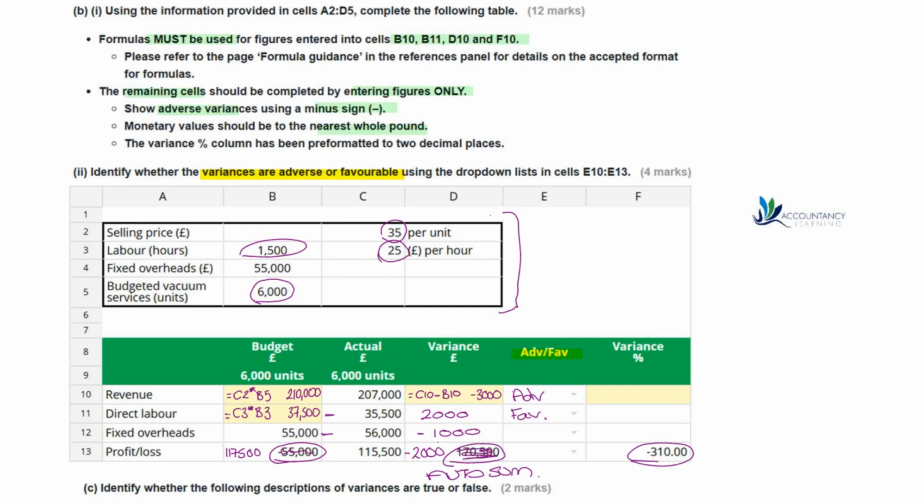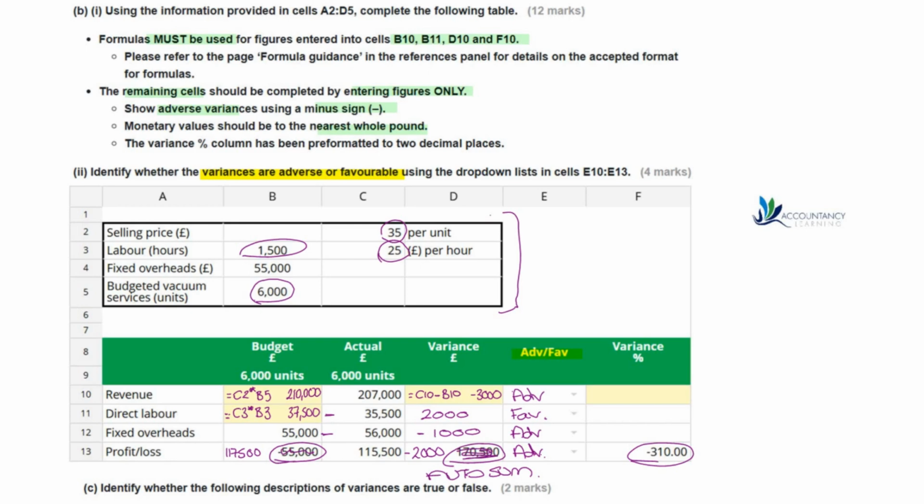Our fixed overheads cost us 56, but we were only expecting 55, so it's an adverse variance of £1,000. It cost us £1,000 more than we were expecting. And our profit, we were expecting 117,500, but we only got 115,500, so we didn't make as much as we wanted to make, so that is adverse.